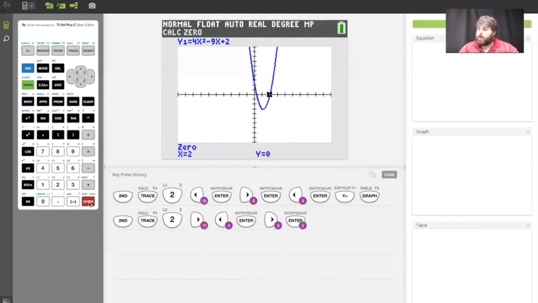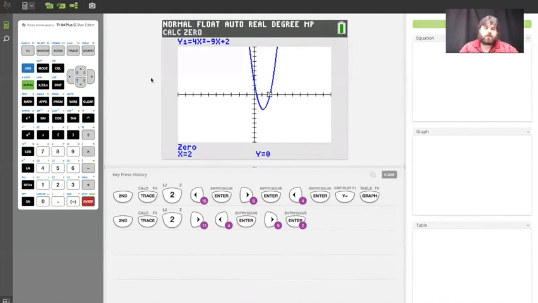Now, thirdly, we want to find the vertex. Okay? So that's the minimum. That's the lowest point. If it was flipped upside down, it would be the maximum. So depending on which way your graph goes, either down and up or up and down, whether there's a top or a bottom, depends on whether you're looking for the maximum or the minimum.